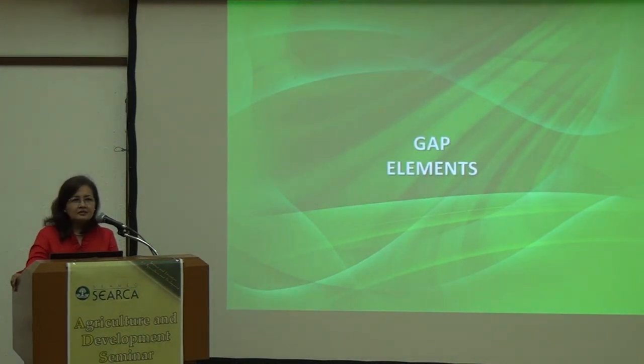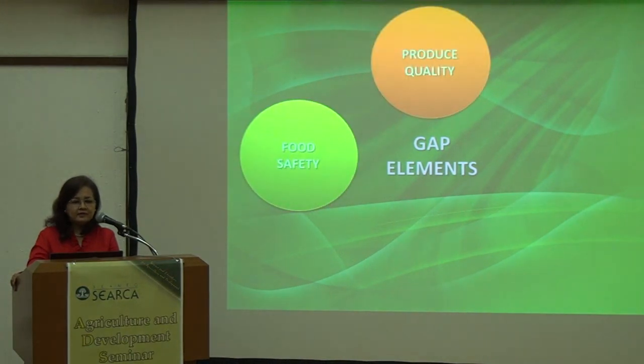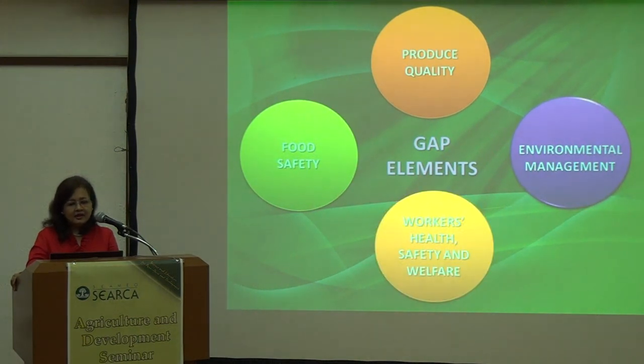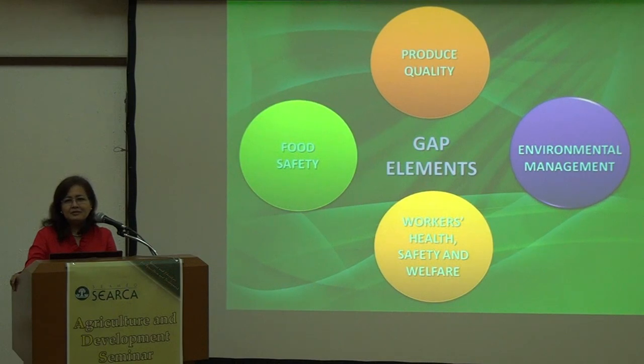This GAP is actually a code of practice which consists of four elements involving food safety, produce quality, environmental management, and workers' health, safety, and welfare. Now, these elements can be achieved through a list of practices. And mind you, there's a long list for each one. Just to give you a brief overview, I'll just give you a few practices.